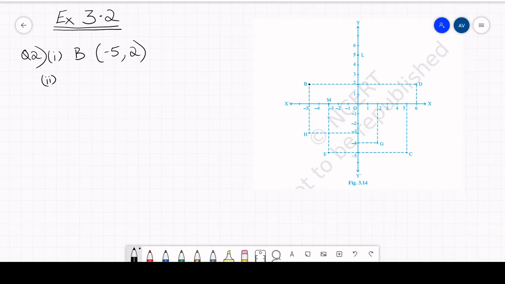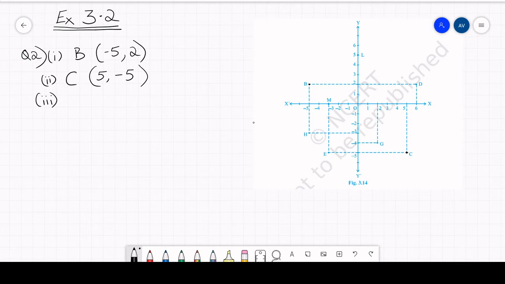The second part is asking us to find the coordinates of the point C, and the point C out here in this figure is over here in the fourth quadrant. Now point number C will have an x coordinate of +5, since it's 5 units to the right of y-axis, and the y coordinate for point number C is -5, since it's 5 units below the x-axis. So point number C becomes 5, -5.